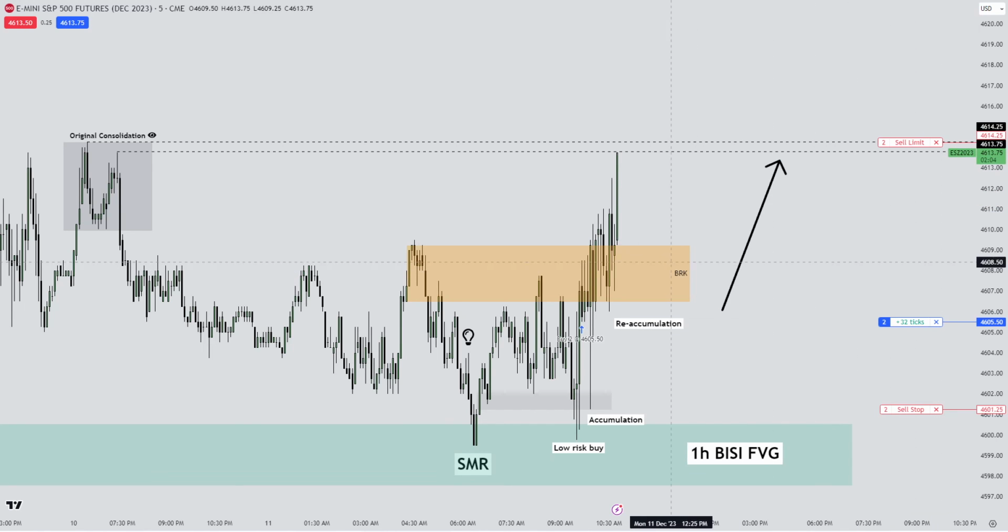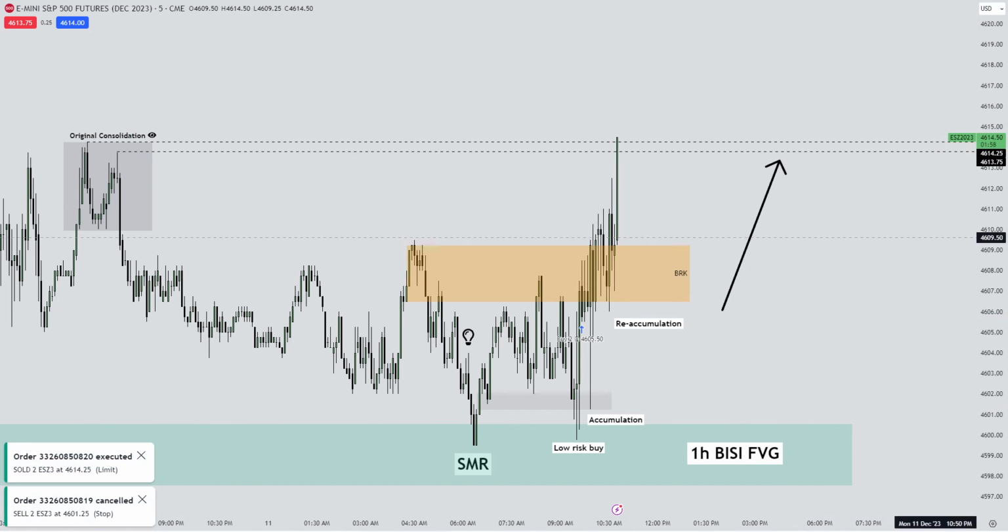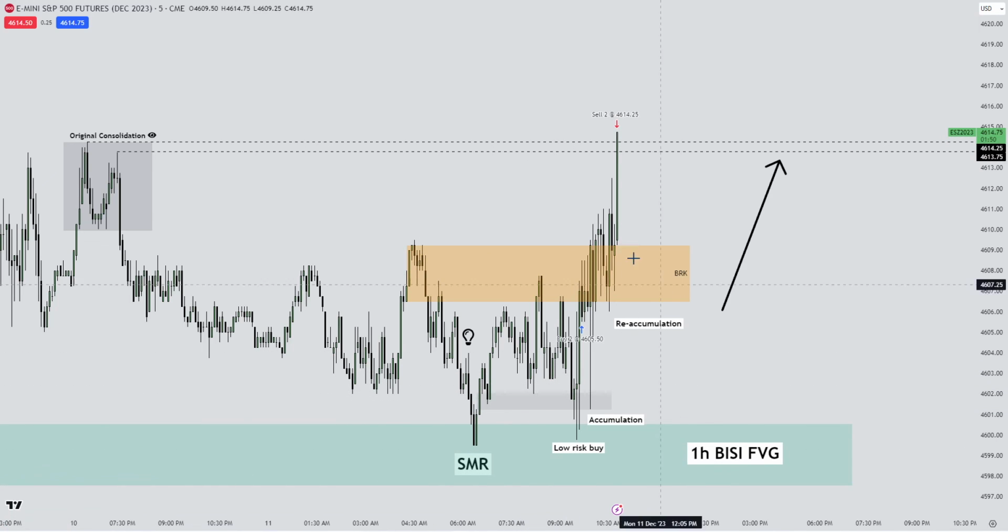So that was the reaction I was looking for off of the breaker. I usually would just have my take profit on the exact high of the original consolidation. Notice I don't have it over it, right? Because notice how it literally just went one tick above it. Well, now it's going a little bit higher, but I just like to get filled on my order right there. So that was the trade. That was a nice market maker buy model.